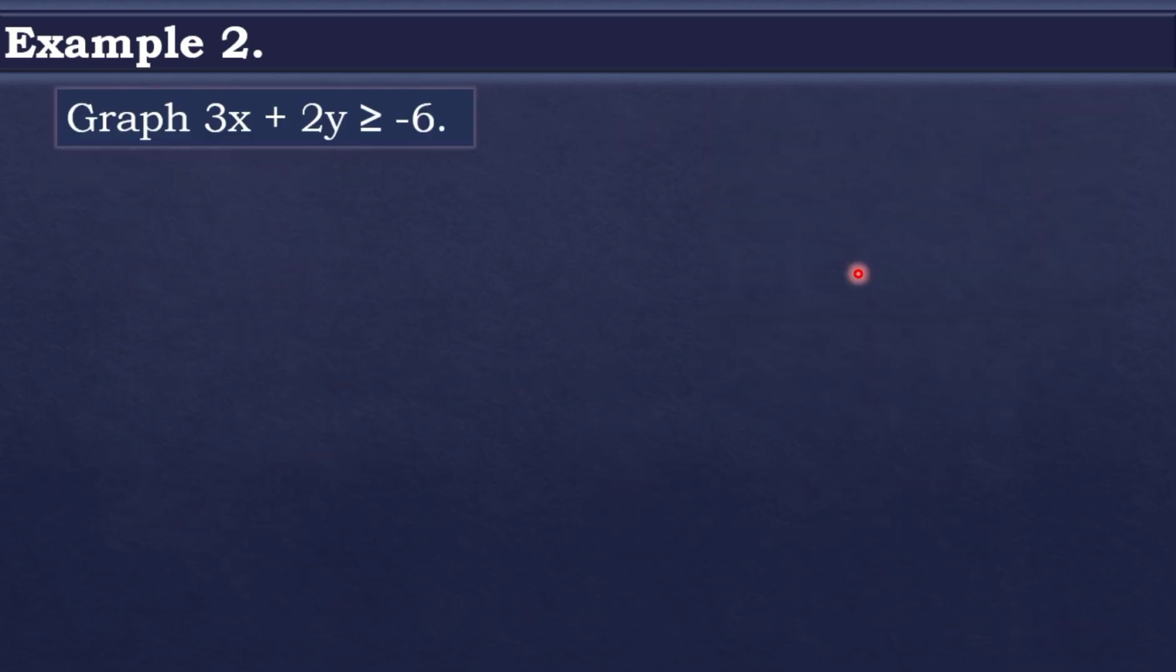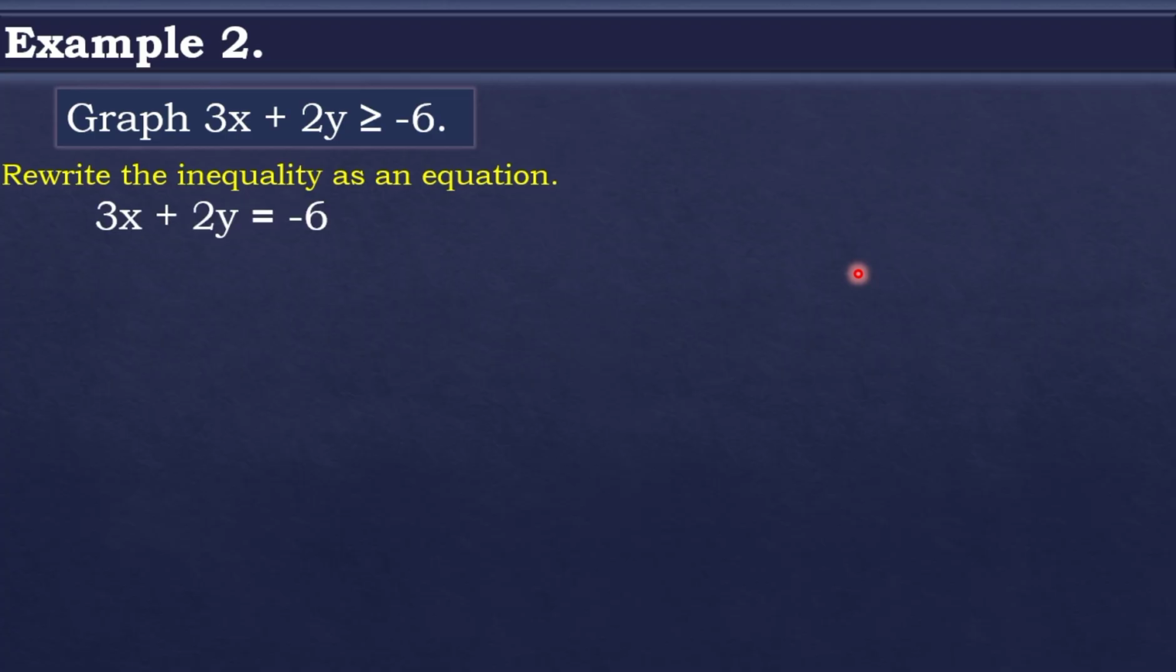Okay, let's have example number 2. So, I have 3x plus 2y is greater than or equal to negative 6. So, ganun ulit. Rewrite the inequality as an equation. So, we have 3x plus 2y equals negative 6. So, papalitan lang natin to ng equal sign. Okay? So, we now have solve and plot the intercepts.